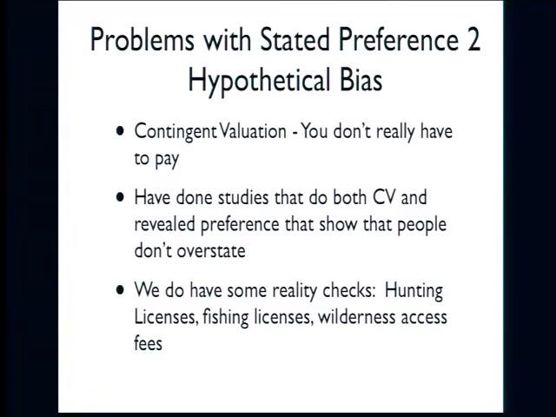But there have been studies later that have shown that people don't necessarily overstate. If the study's well written and the choices are compared to other choices, people don't actually inflate their numbers that much. And we do have these reality checks. People pay for hunting licenses, fishing licenses, wilderness access fees. People have expenditures on what it takes to get them into wilderness. People make trips to see biodiversity. So we do have some sort of reality checks that people do make choices about biodiversity, for example.